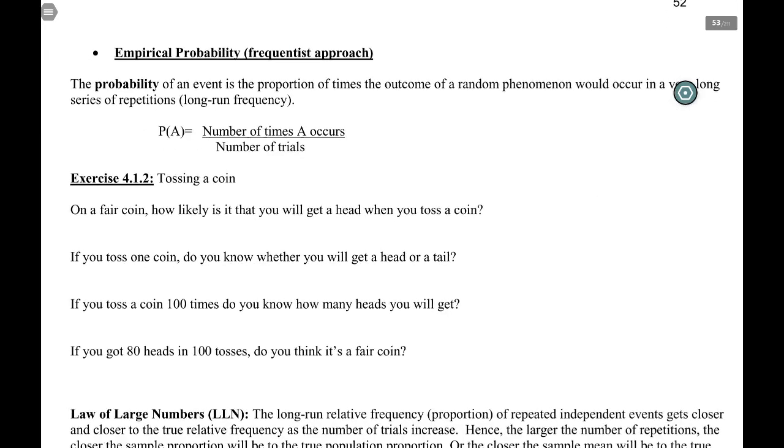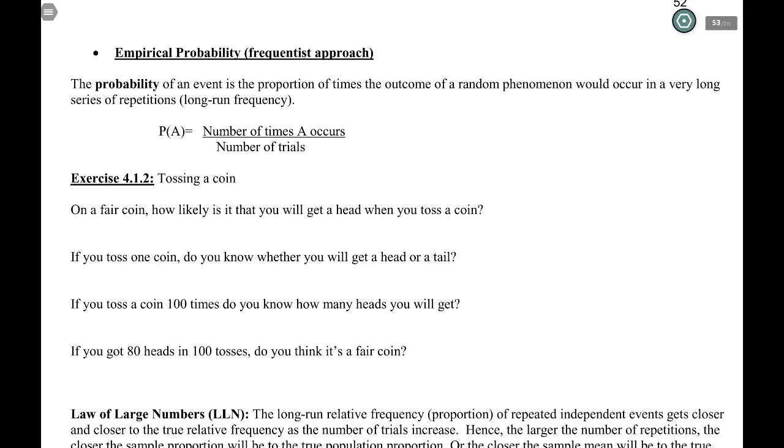There are two other types of probability, neither of which really matter to us in part 4, but I'm going to quickly talk about them. The first one is empirical probability, sometimes called frequentist probability. This is actually what's at the heart of everything we do in part 6, 7, 8, everything else in this class. It is the idea that the proportion of times a phenomenon will occur in a very long series of repetitions is a good estimate of our probability.